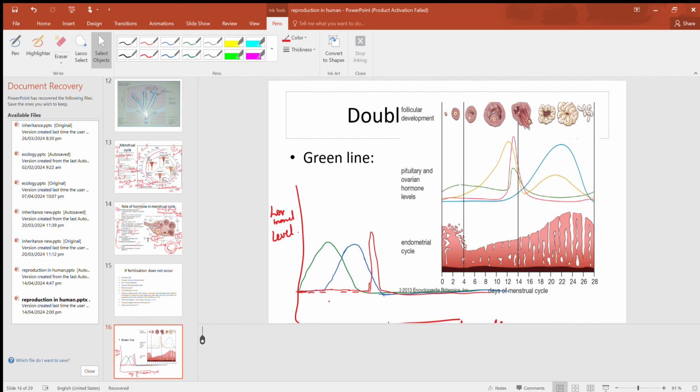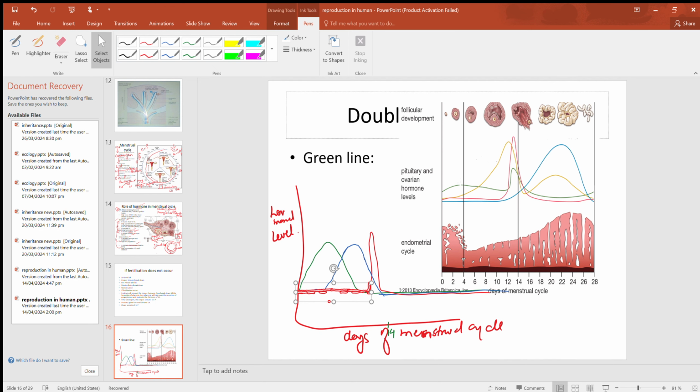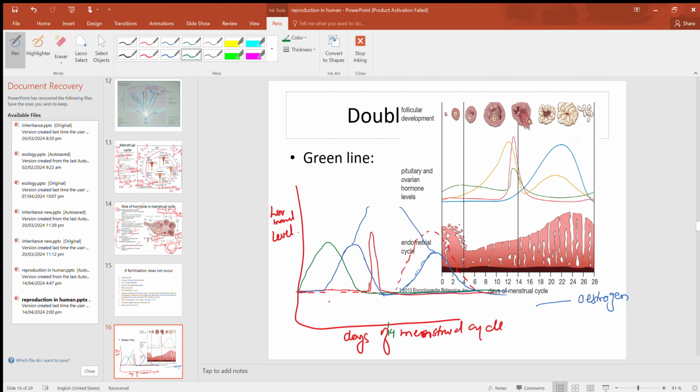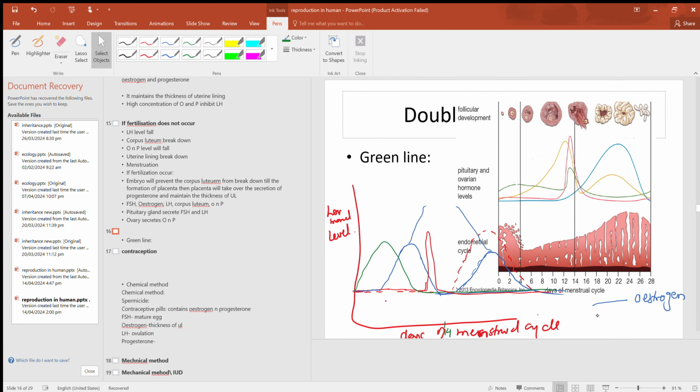And then eventually, progesterone's concentration will increase after day 14th. Okay, and estrogen concentration also increases after day 14. So the hormone which has two peaks is labeled as estrogen. The blue line will indicate estrogen. The hormone whose concentration is higher in the beginning, in the first 5 days, that one is FSH.